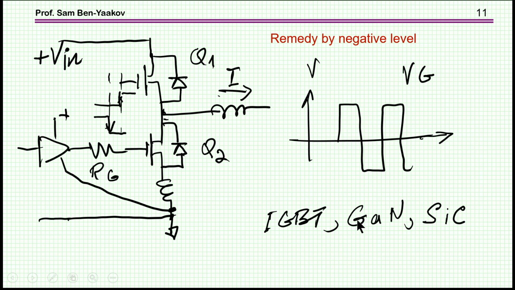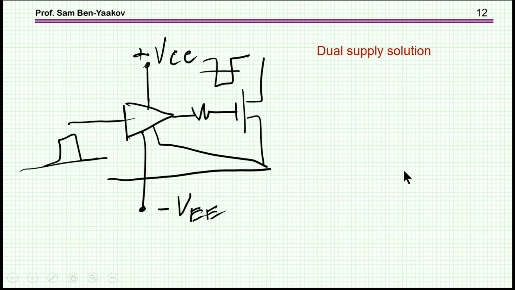So by going negative, you actually extend or improve the noise immunity of the element. And this is also similar to silicon carbide. Some of the units also have a narrow range. So there is a need for this bipolar excitation. So now the question is, how can we get it?